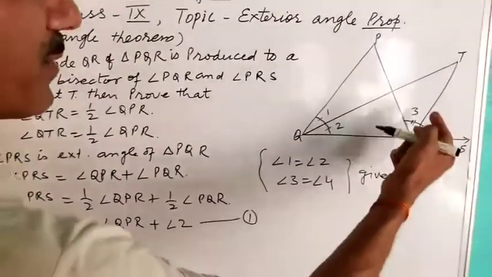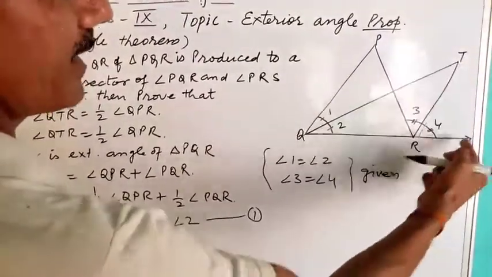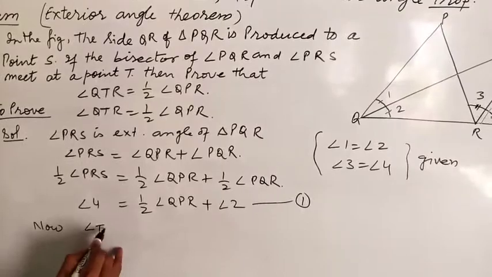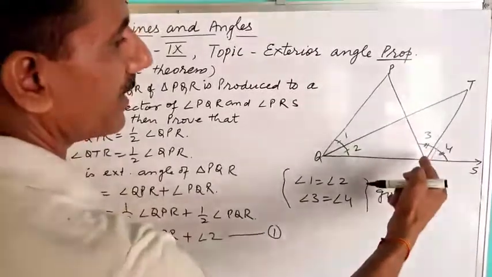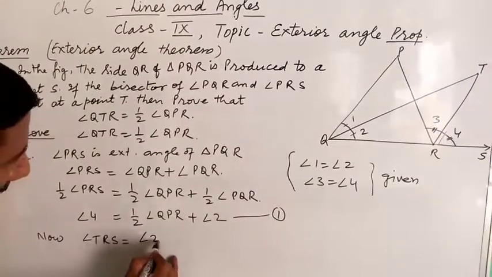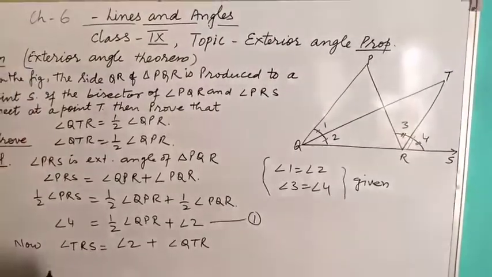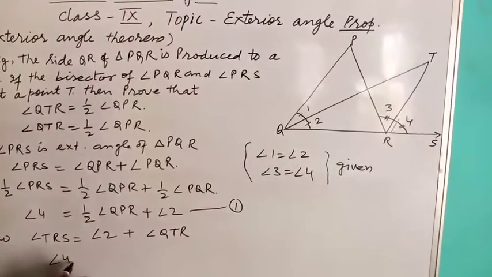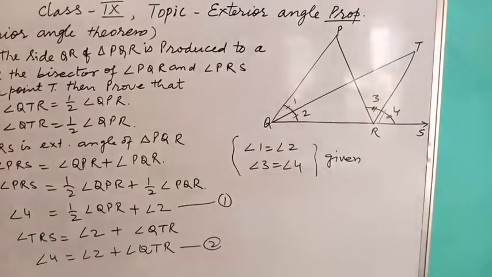Now by this property, TRS is the exterior angle. When TRS is the exterior angle, it is also the exterior angle for triangle QTR. So angle 4 will be equal to this plus this: angle 2 plus angle QTR. Angle TRS is placed as 4. So here 4 is equal to angle 2 plus angle QTR. This will be equation 2.